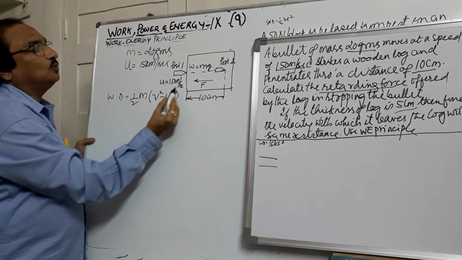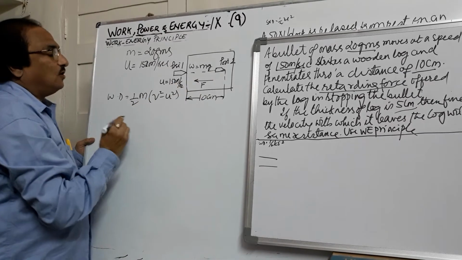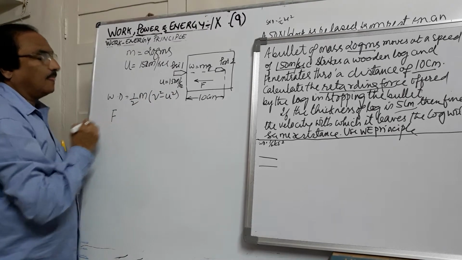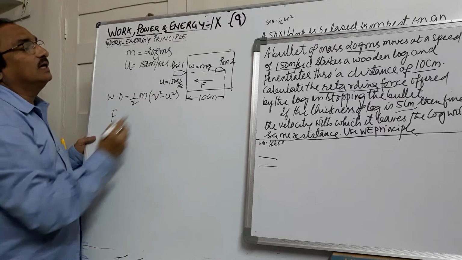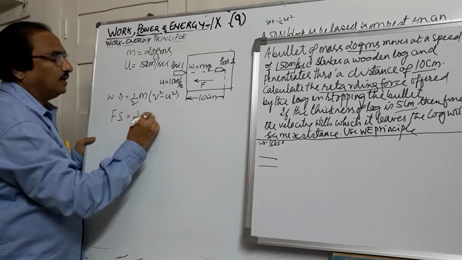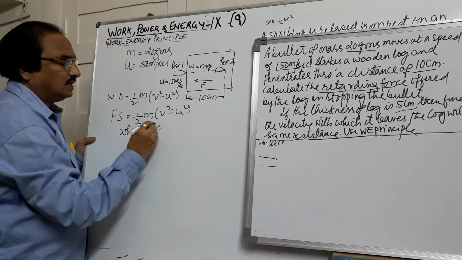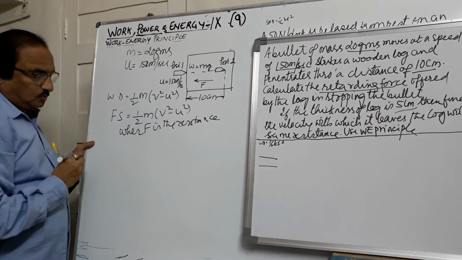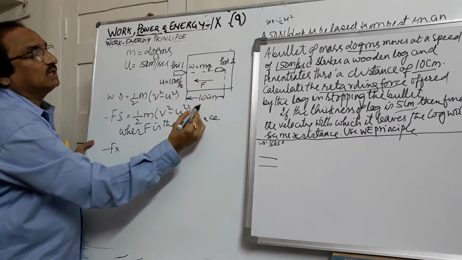So here you know the initial velocity, you are required to find out the resistance offered by the body, and resistance is given by the work done. So here F is the resistance offered. It is moving by a distance of S. This must be equal to half of M into V square minus U square, where F is the resistance. So here this will be minus F into the distance for which it is moving, 10 centimeters.